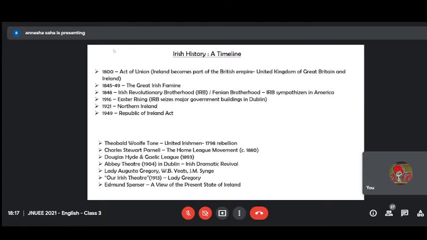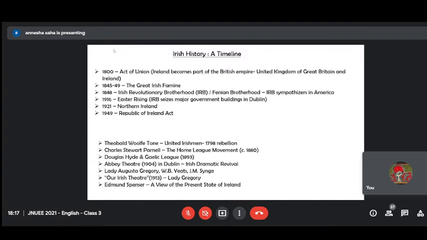Another very important event that we need to look into is this particular group that comes up again, which is called the United Irishmen. This group was headed by someone called Theobald Wolfe Tone. Now, Wolfe Tone is one of those really important historical figures in Ireland, and he was the leader of the United Irishmen when it was first instituted.